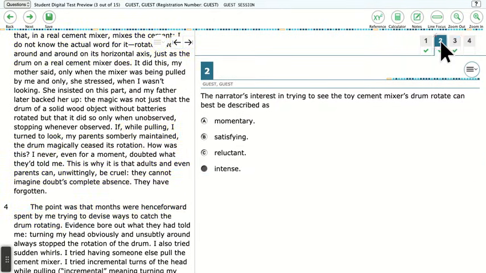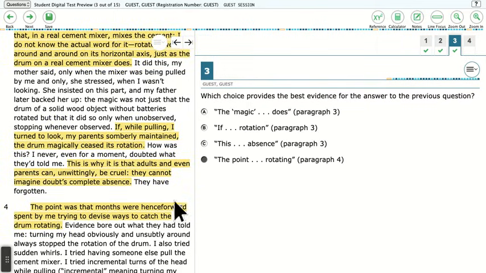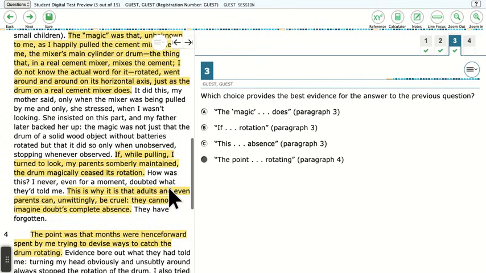And if I go back and look at my answer here, the narrator's interest in trying to see the toy cement mixer's drum rotate can be best described as intense. D is the only one here that shows how intense that focus is, because it's talking about him spending months trying to figure out how this all works, versus the other 3 quotes, which don't prove that.